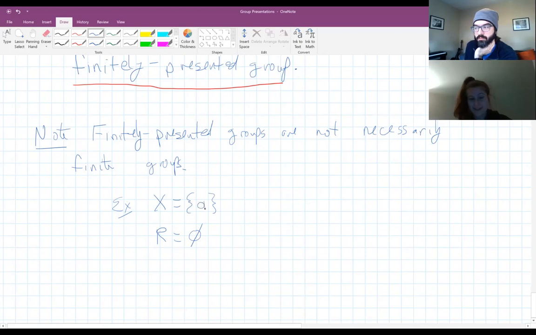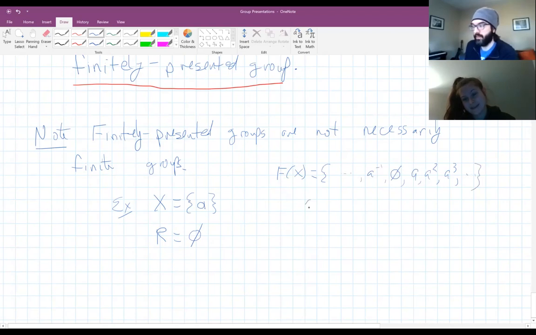Could it just be one number? Yeah, just one symbol, right? So what are the elements of the free group generated by X? You start to say it. So that'd be a, and then a squared and a cubed. And then all the inverses in front. So what group is this?